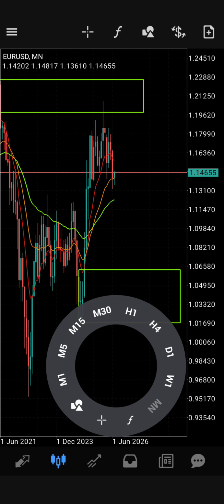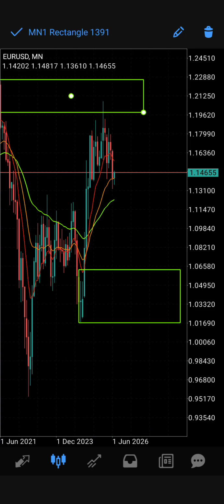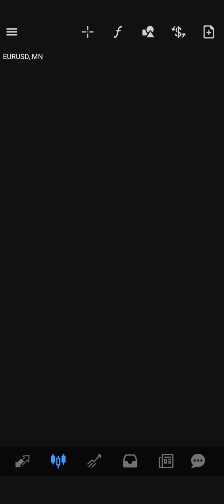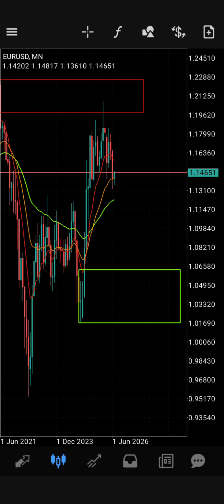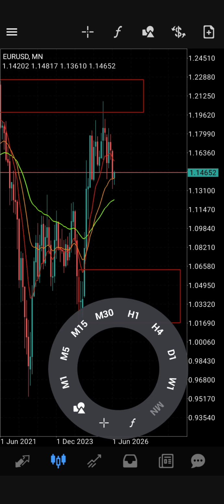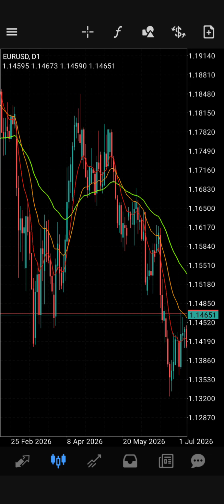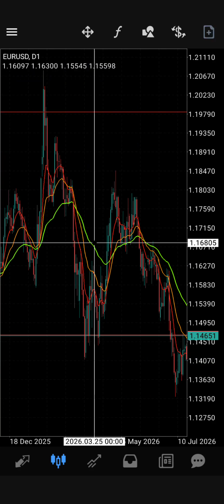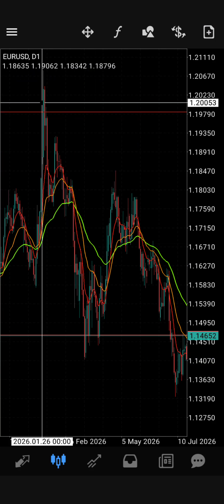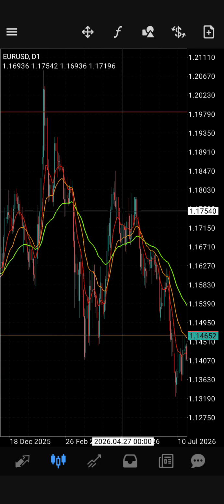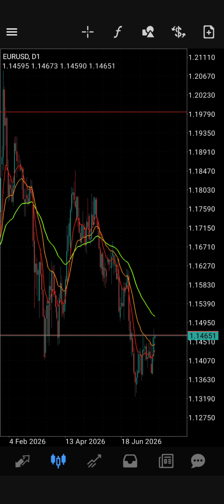So now we'll be going to the daily. We just change the colors here so that everything is much clearer. We will be using red for the monthly, right? There we go. Red for the monthly, right? Now let's go to the daily. Scroll out a bit. So this was the test, right? This was a test right here. Price gave us a lower high, dropped, lower low, lower high, right?